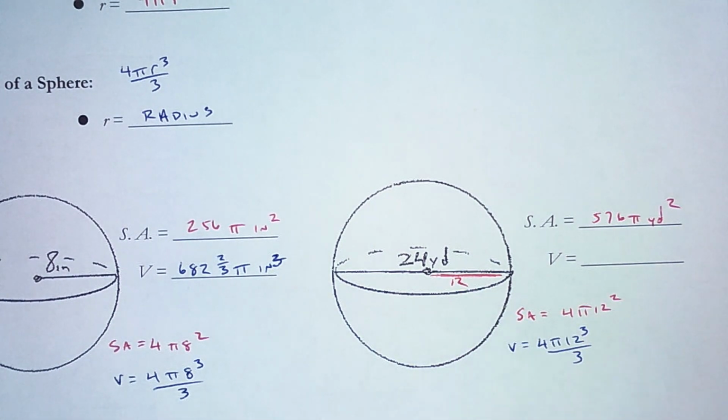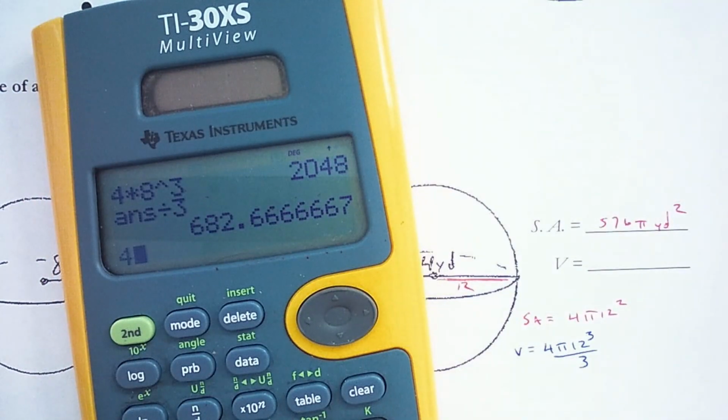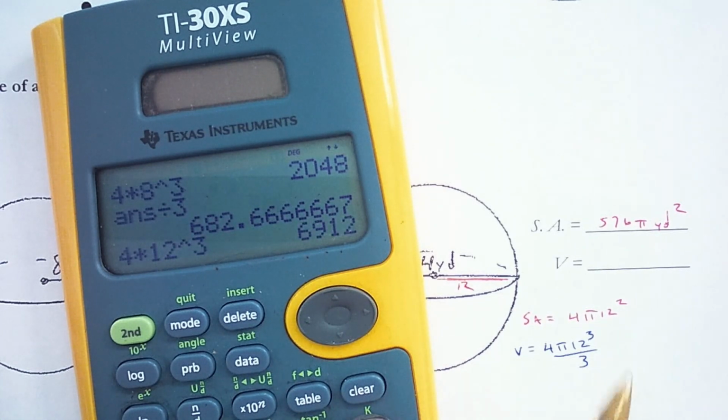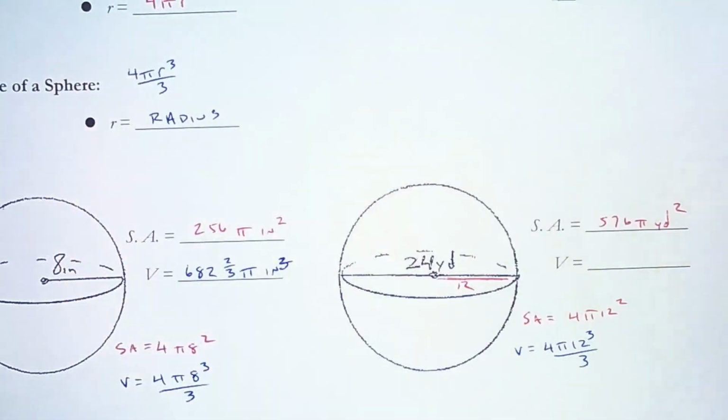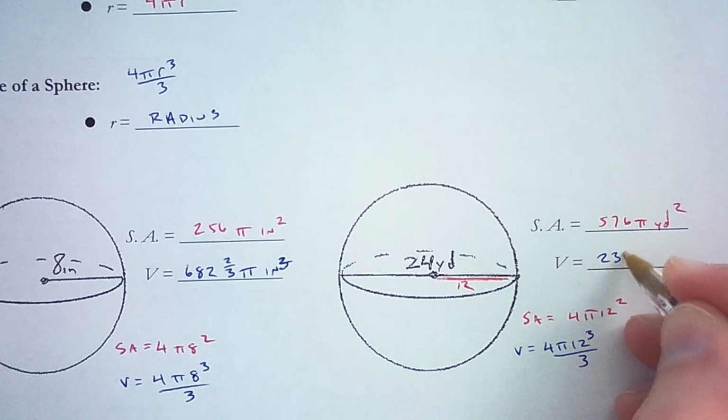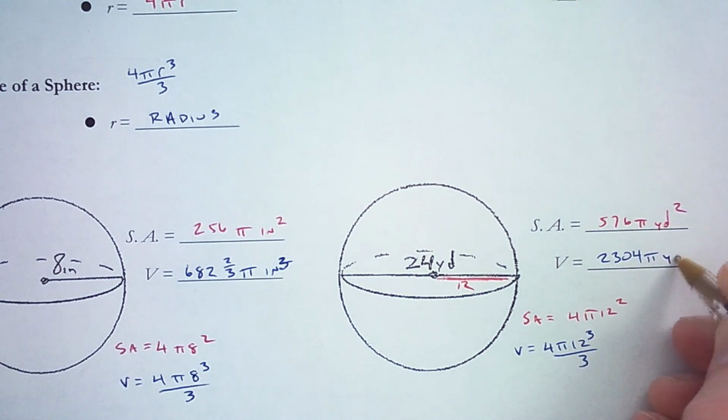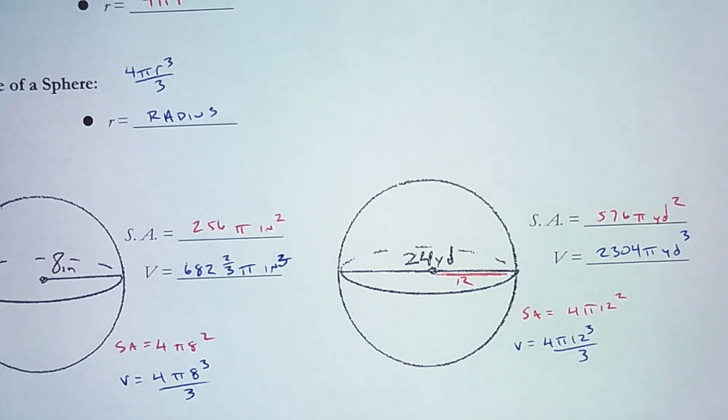Our next volume is 4 pi radius, which is 12. 12 cubed over 3. So 4 times 12 cubed divided by 3 is 2,304. So we have 2,304 pi yards cubed for our volume.